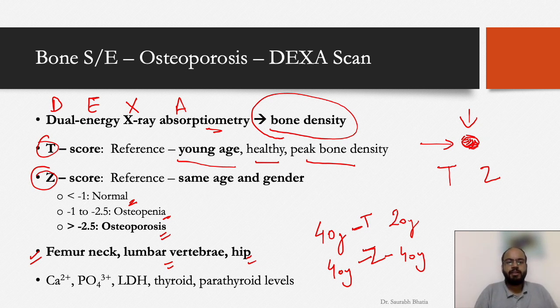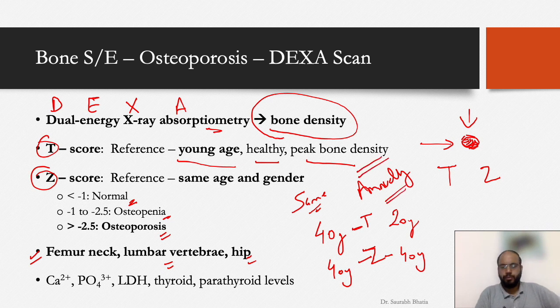Other sites are lumbar vertebra and hip, and it is important that you use the same site for follow-up. Ideally we do two sites, femur neck and lumbar vertebra. If we are using two sites, use the same sites for follow-up, and DEXA scan is done annually, once a year. Okay? Look at the level of bone mineral density, and calcium, phosphate, LDH, thyroid and parathyroid levels are all measured and correlated with the DEXA scan to find out the cause of osteoporosis. But if we are doing it for increased steroids, we know that steroids are causing osteoporosis, and that's why we do the DEXA scan. Clear?